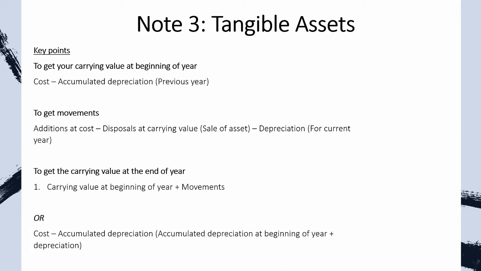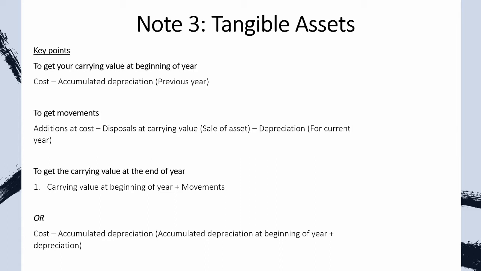To get your carrying value at the beginning of the year, you need to say your cost minus your accumulated depreciation. This is the depreciation that you start off with in the financial year, so it's the previous year's accumulated. To get movements, it is additions at cost minus disposals at carrying value, so the sale of assets, minus depreciation. So this is for the current year.